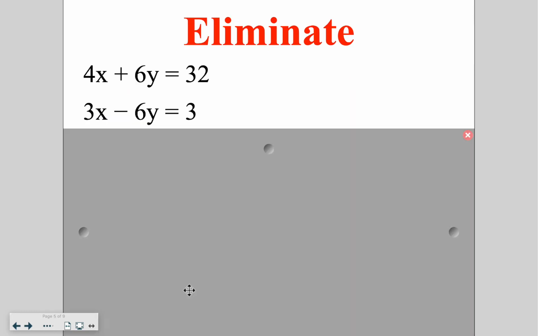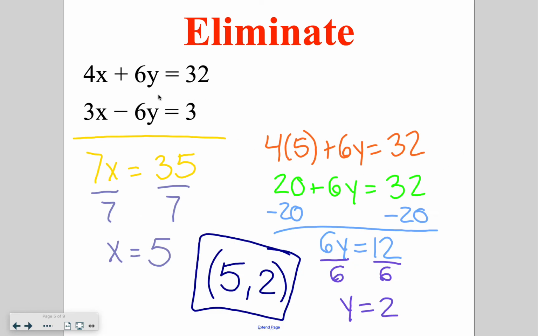Go ahead and try this one on your own. In this case, you should be adding these expressions. In order to get rid of the 6y and the negative 6y, I need to add those, which means I'm going to add 4 and 3 to get 7 and add 32 and 3 to get 35. Continue solving for x, plug it back in to get y, gives you the coordinate 5, 2.